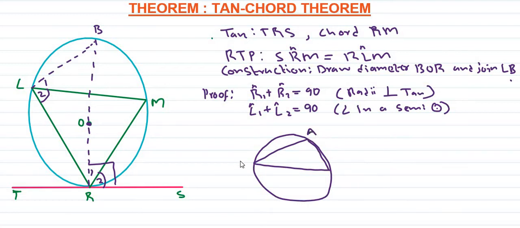Take angle A, with the diameter B C and the centre O. Angles on a straight line add up to 180 degrees. Since O is the centre, by the theorem the angle at the centre is twice the angle at the circumference, so angle A is half of 180, which is 90 degrees. That proves the angle in a semicircle.